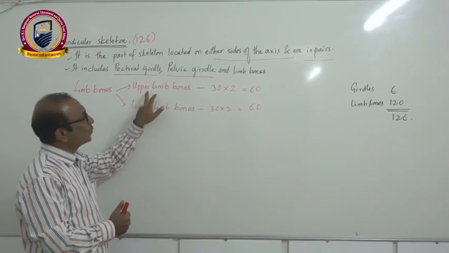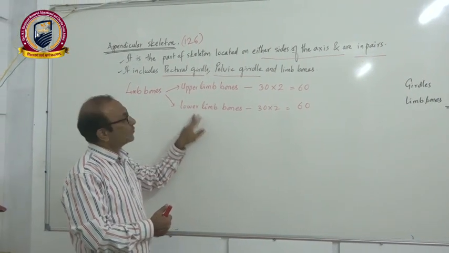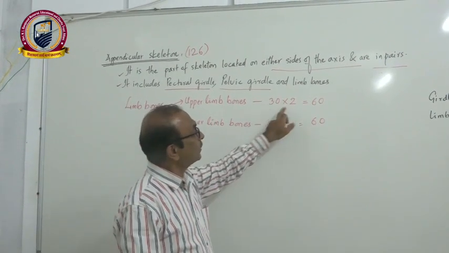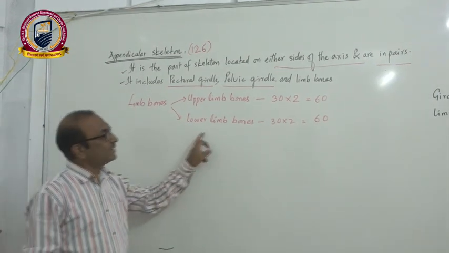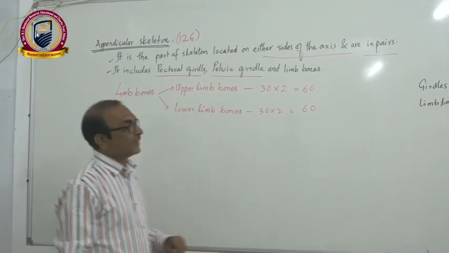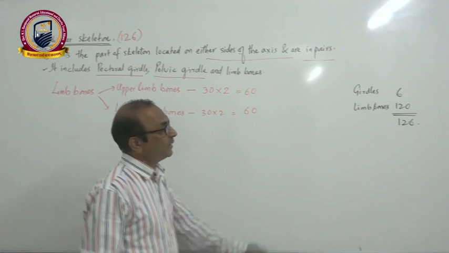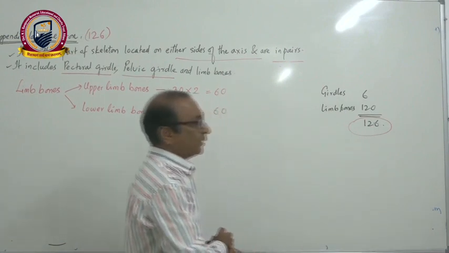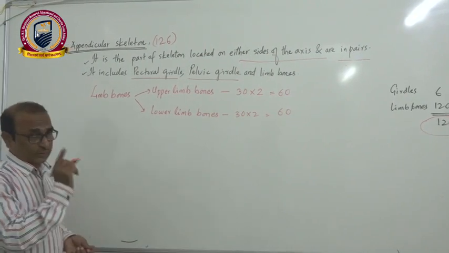We know that we have got 2 upper limbs and 2 lower limbs, arms and legs. So in each arm there are 30 bones. So we have 2 arms, so 30 into 2, 60 bones in the upper limbs, and the lower limbs, the legs, right? Each leg has got 30 bones again. So 2 legs make up 60 again. So 60 plus 60, 120. So limb bones total 120, girdles 6. So together the number is 126. That is, the appendicular skeleton has got 126 bones.